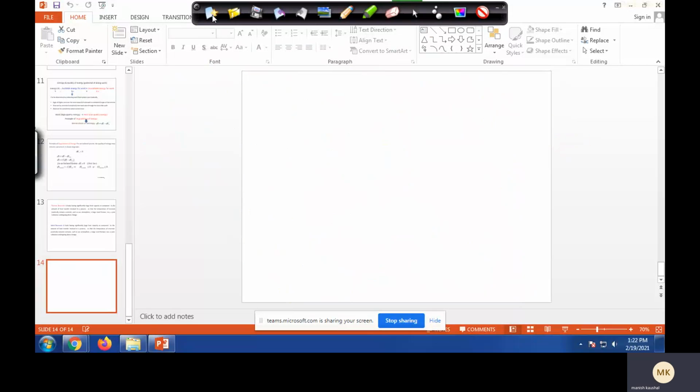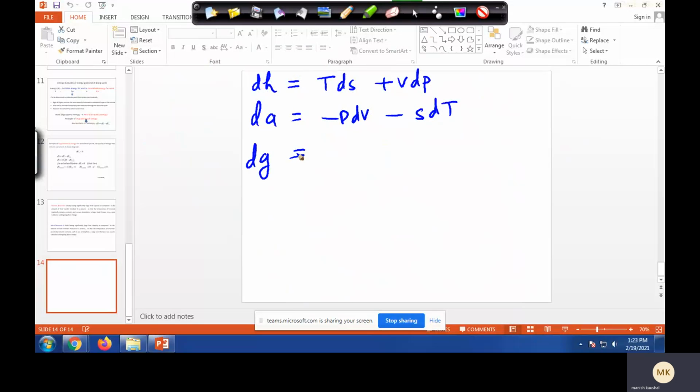Okay, what else have we learned? That dH is TdS plus VdP. You can see the proof. This also you should remember. We also learned dA is equal to minus PdV minus SdT. And we also learned dG is equal to minus SdT plus VdP. Okay, so this is the information we have till now.